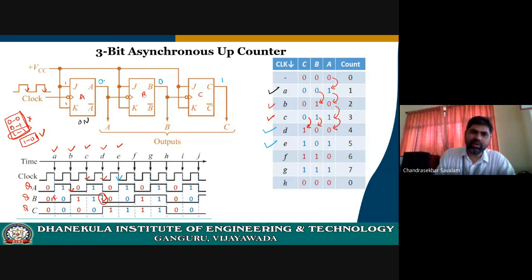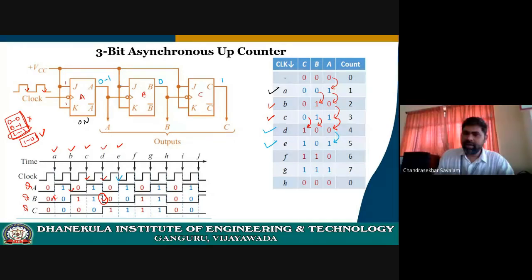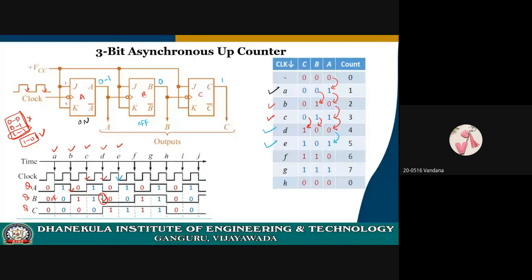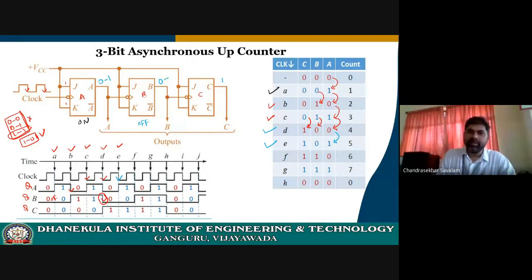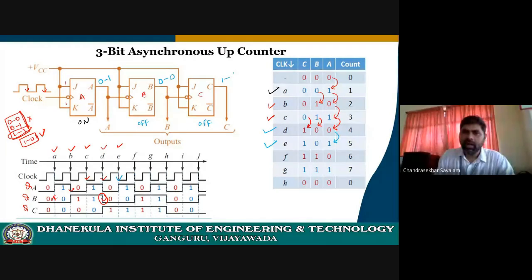So previous state is 0. What is next state, students? 1. Next state is 1. Again, 0 to 1 means B flip-flop is on. Out of these three combinations, C flip-flop is off, meaning previous state is 0, next state also 0, so no change. Previous state is 1, present state also 1, because this is off. Off means we are maintaining the previous state.